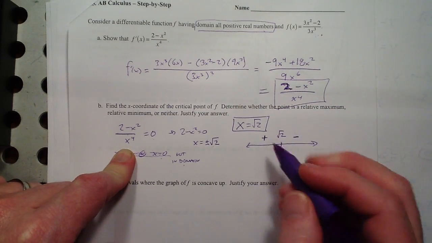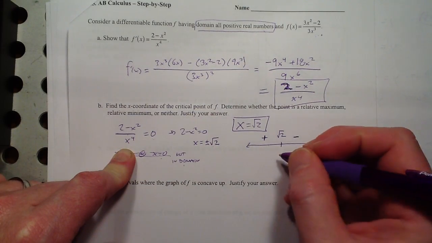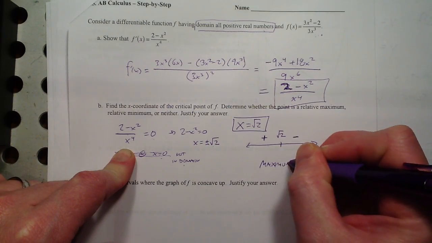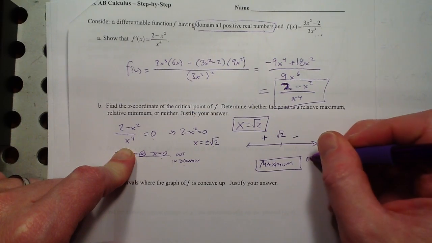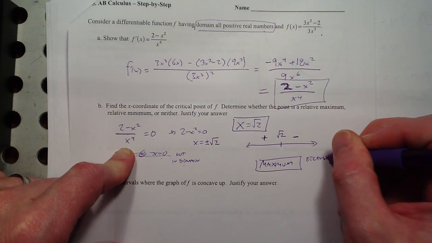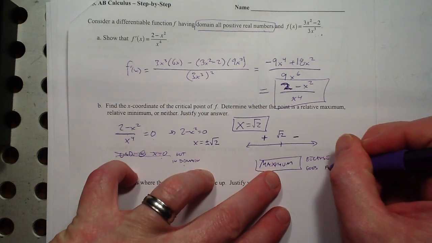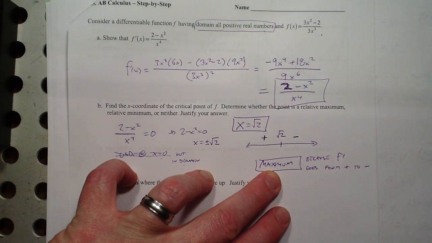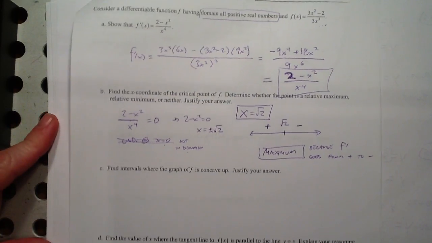So if it goes from positive, increasing, to decreasing, that must be a maximum. Why? Because the derivative goes from positive to negative. Right? Same justification that we used before.